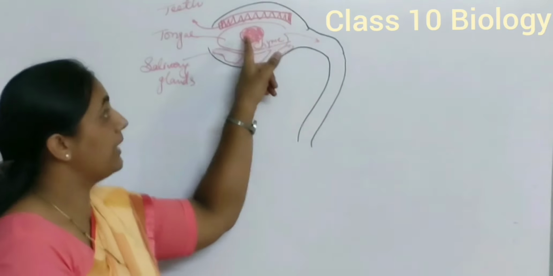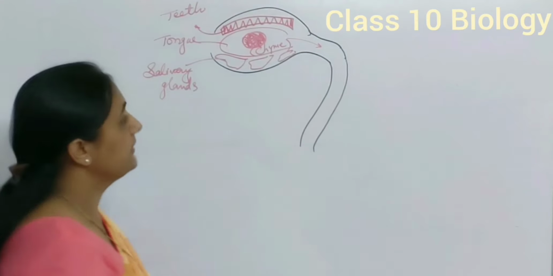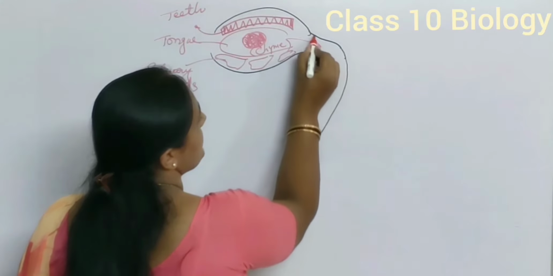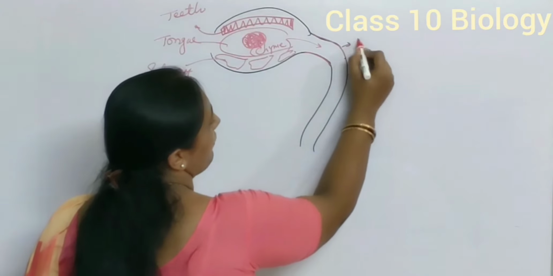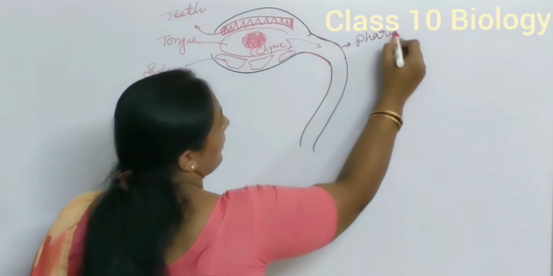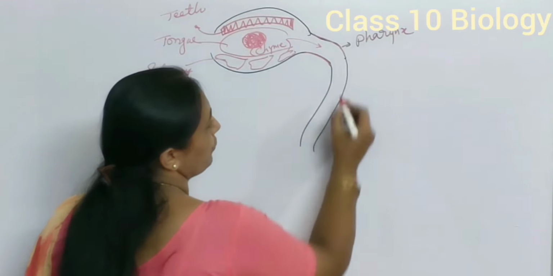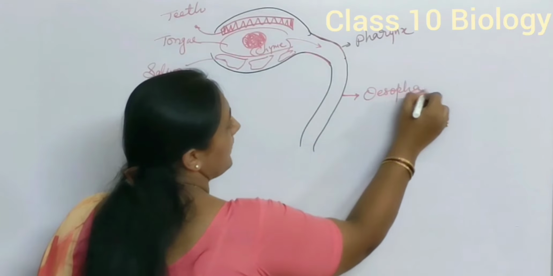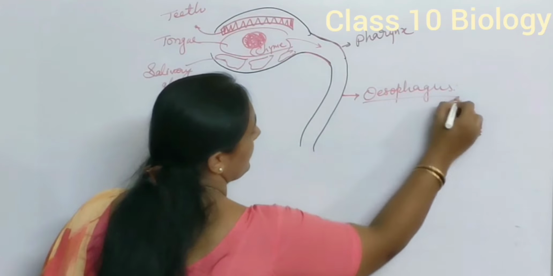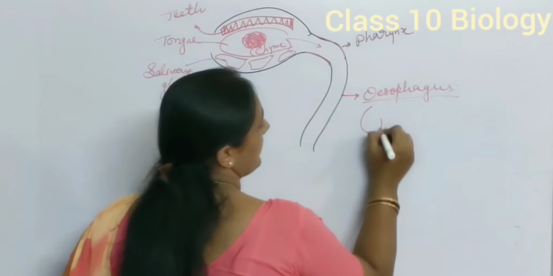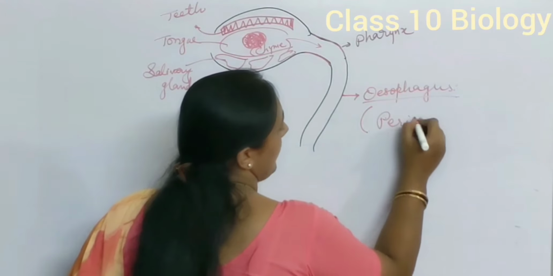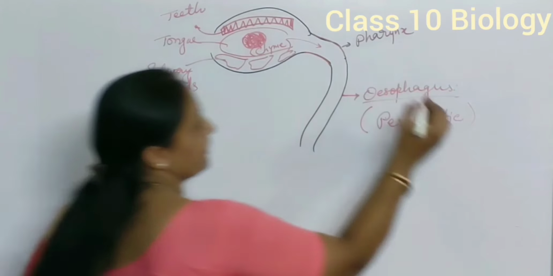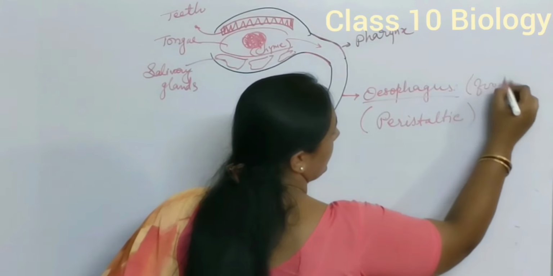So this mucus helps to roll down this chyme, and this chyme enters a tubular region which is 12 cm long, called the pharynx, and the pharynx opens in the esophagus. This is the esophagus. The esophagus is also called the food pipe, and it shows rhythmic contraction and relaxation, which is called peristaltic movement.